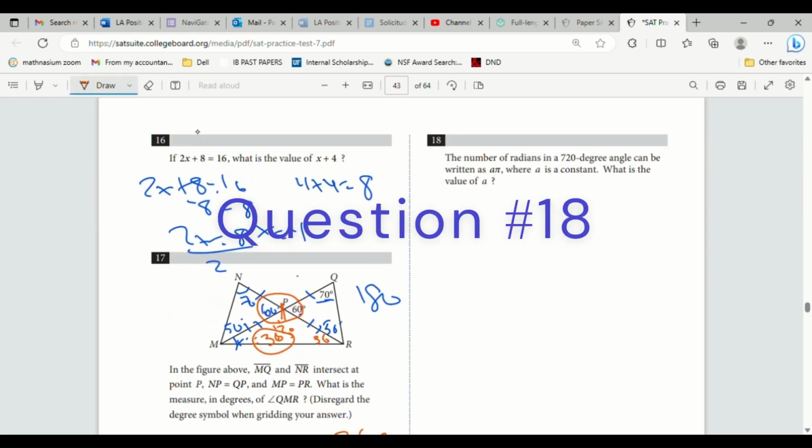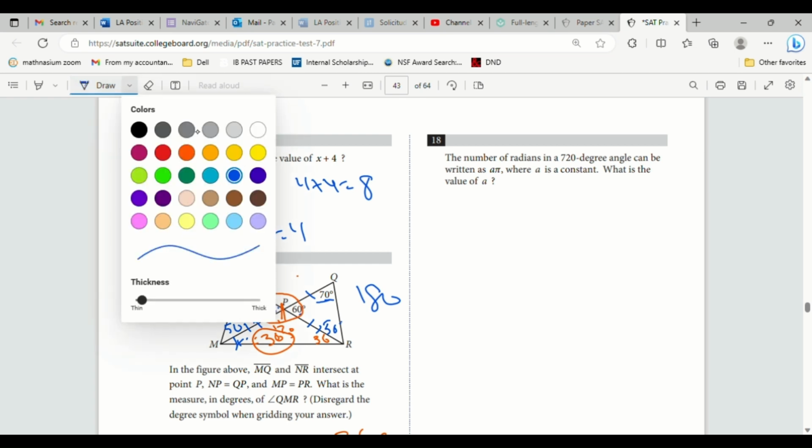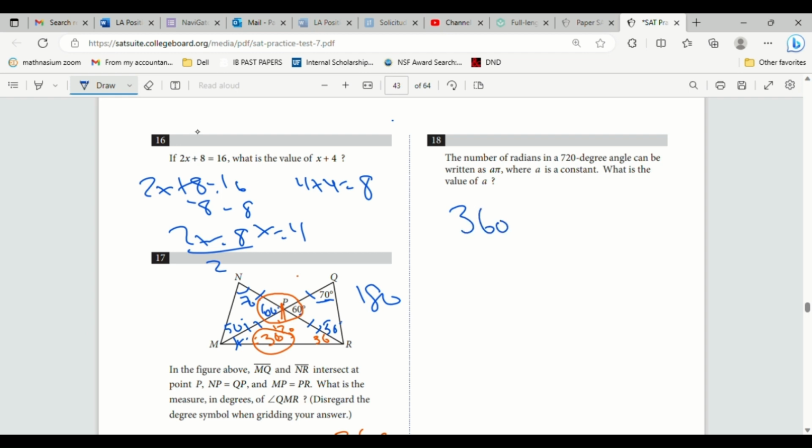Number 18, the number of radians in a 720 degree angle can be rewritten as A pi, where A is a constant. What is the value of A? So, as a rule of thumb, 360 degrees equals 2 pi, and so 720 is just 2 times 360, or just 2 times 2 pi, or 4 pi, so A is 4.